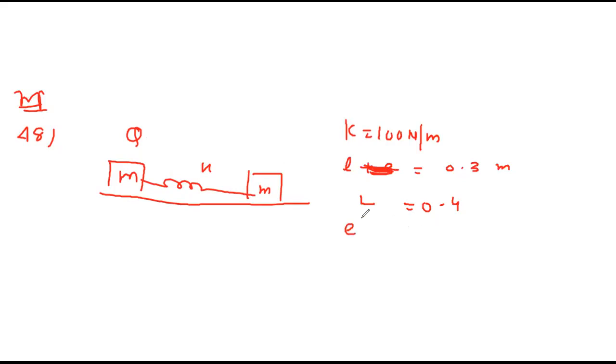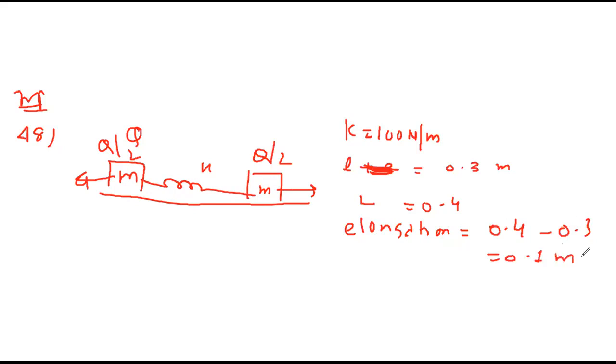How much is the elongation? Can you suggest at equilibrium? Because this charge will be equally situated on both since they are identical, there will be a repulsive force acting on both, due to which it will elongate. What is the elongation? 0.4 minus 0.3, which is 0.1 meter at equilibrium. So if I use the concept of spring, then F is K into elongation. Correct or not? Yes, sir.